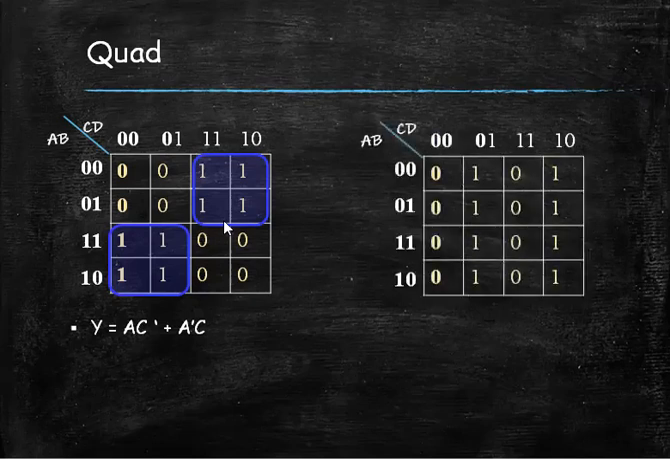Consider another example. Here it is two quads, but they are vertically downward. They are very simple. First is C bar D, C D bar. Y is equal to C bar D or C D bar.